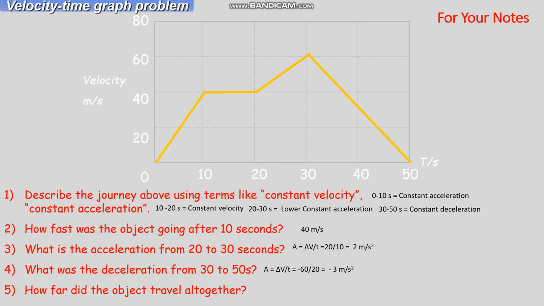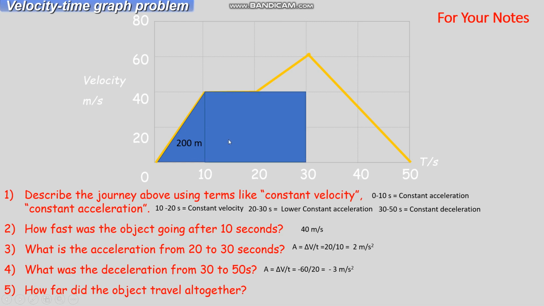To work out how far the object has travelled altogether, we need to work out the area underneath the graph. So we need to split it into regular shapes that we can find the area of. So the first one is this little triangle here. So that little triangle has an area of half the base, 5, times the height, 40. So 5 times 40 will give you 200 meters.